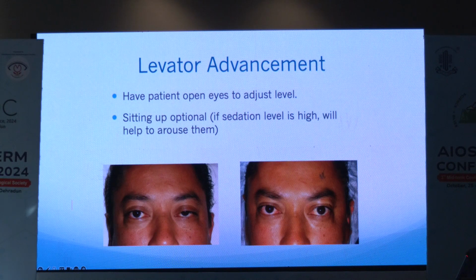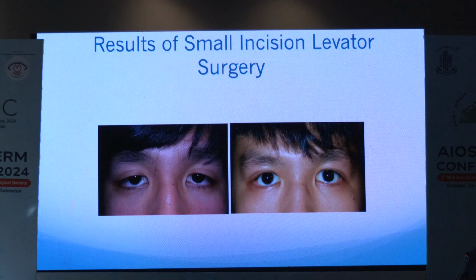This just shows the intraoperative adjustment, and then if the sedation level is high, we give them a moment for the sedation to wear off. These are some examples of the pre and post small incision levator procedure. So you can see, without the need for skin excision, we make a little incision in the crease, and with a central suture, you're able to get very nice elevation and contour.